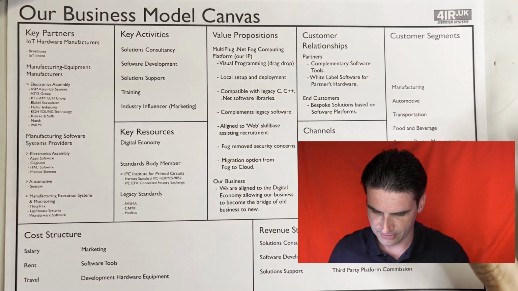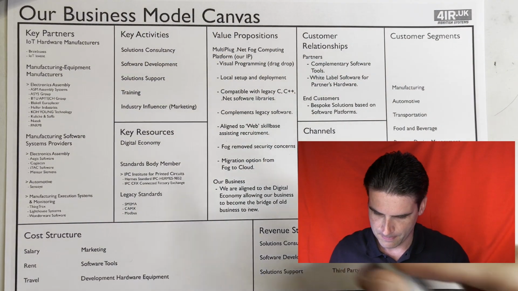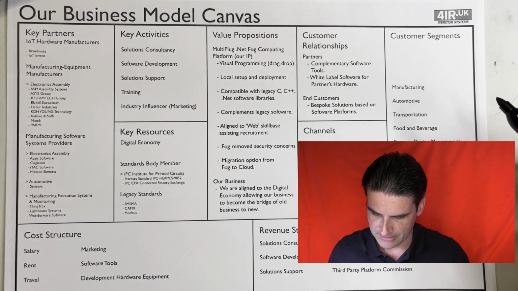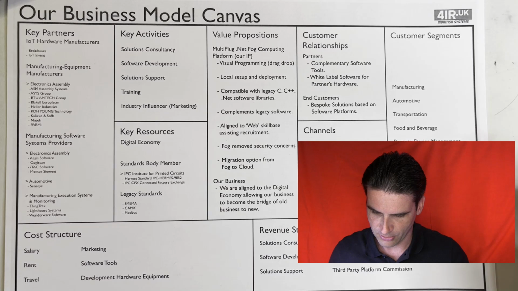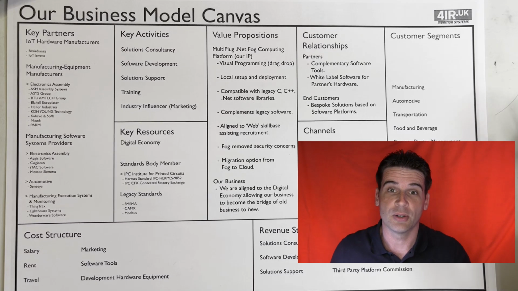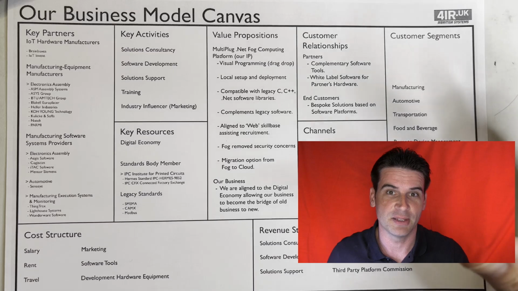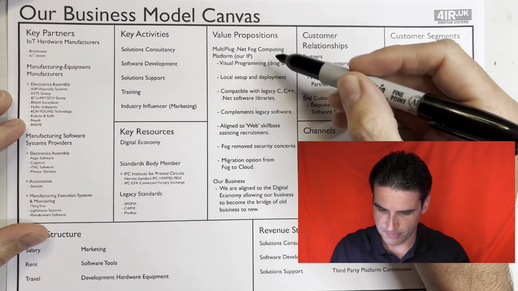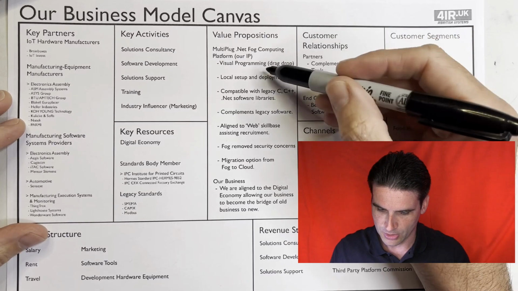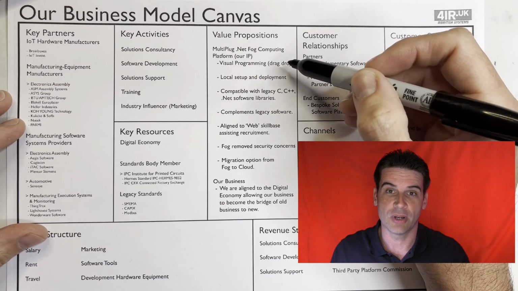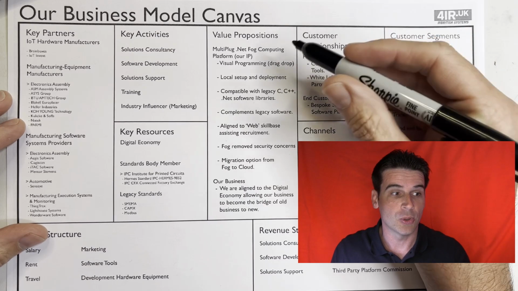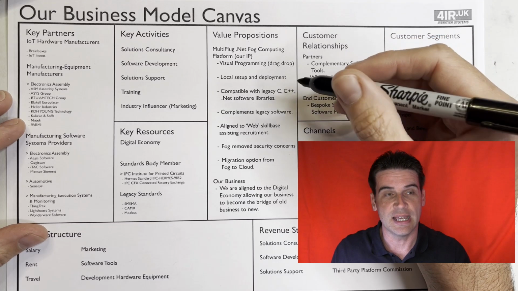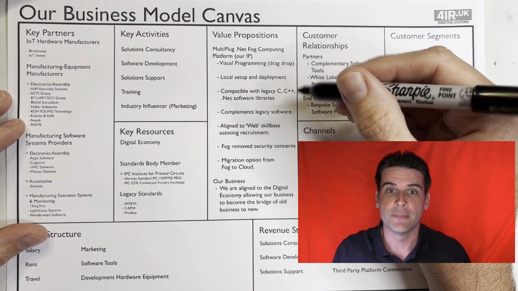It's broken down into different sections. So let's start with the value proposition. Multiplug.net fog computing platform. We've dropped the concept of fog computing because people said it sounded murky. We're now using edge computing. So the value proposition of Multiplug was visual programming, drag and drop. This is now called low code, no code, and essentially, it's high configuration software.